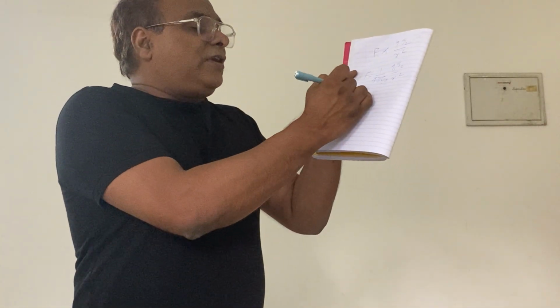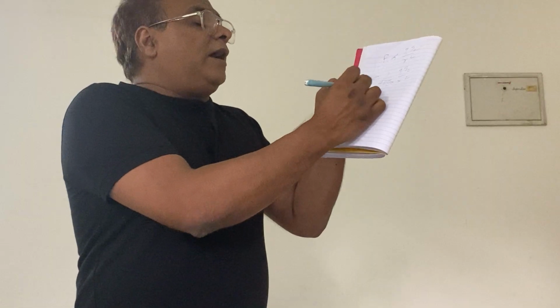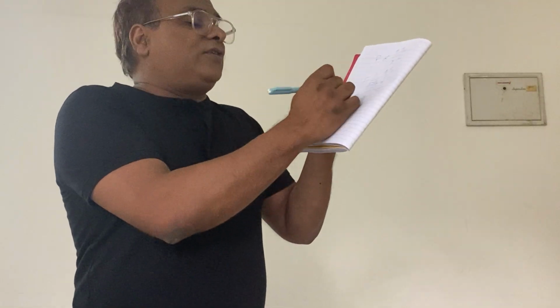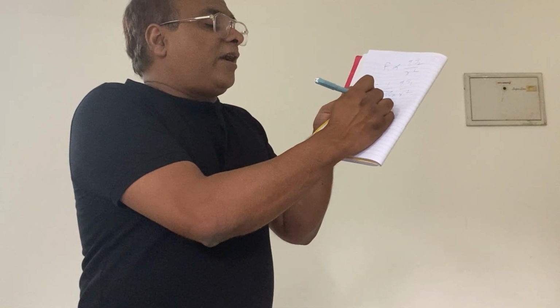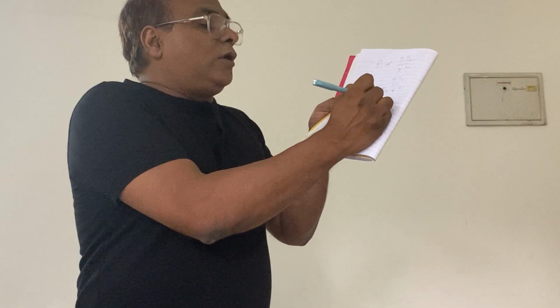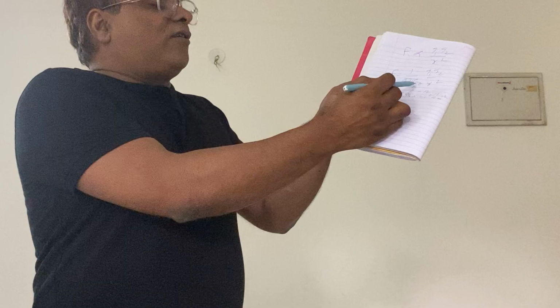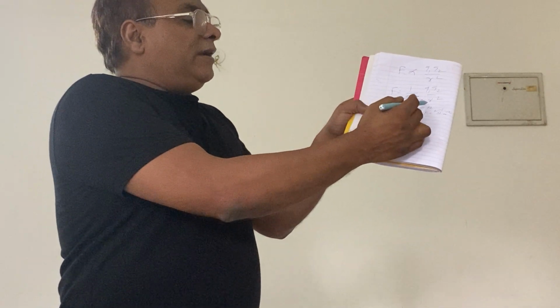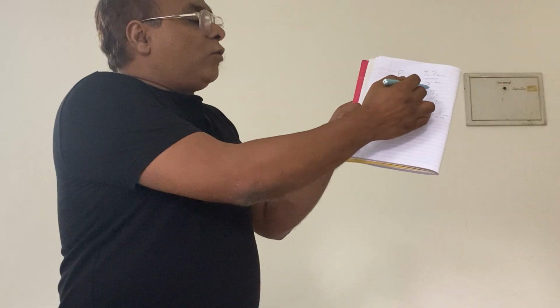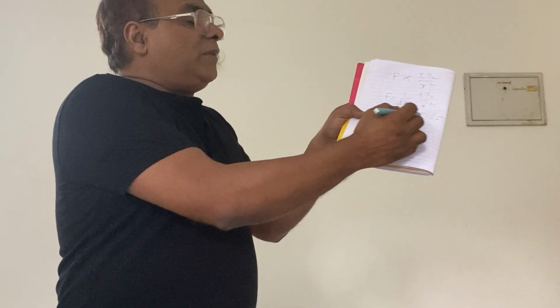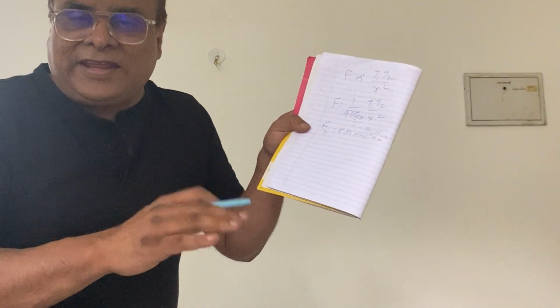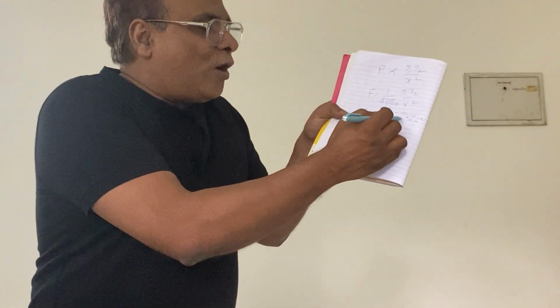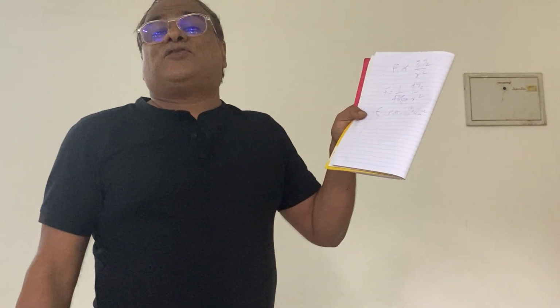The value of epsilon zero is 8.85 times 10 raised to minus 12 coulomb square Newton raised to minus 1 meter raised to minus 2. From this equation, epsilon zero will come here and F will come here. Then the unit should be coulomb square Newton raised to minus 1 meter raised to minus 2. We don't have a whiteboard here, so I cannot write it.